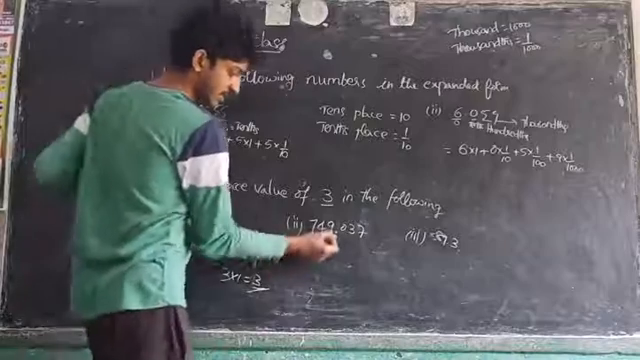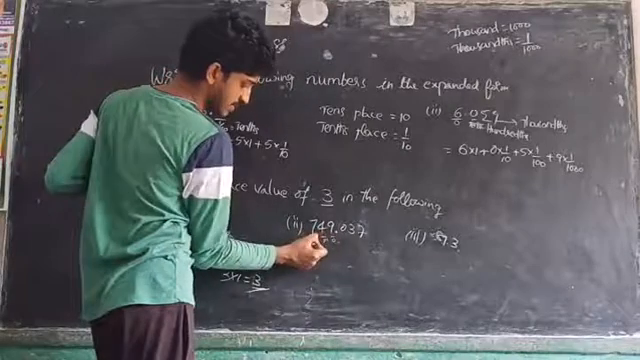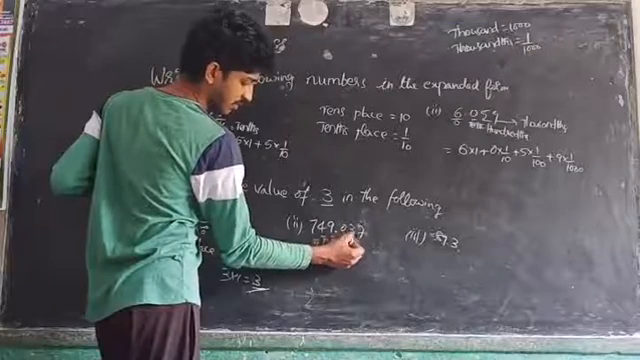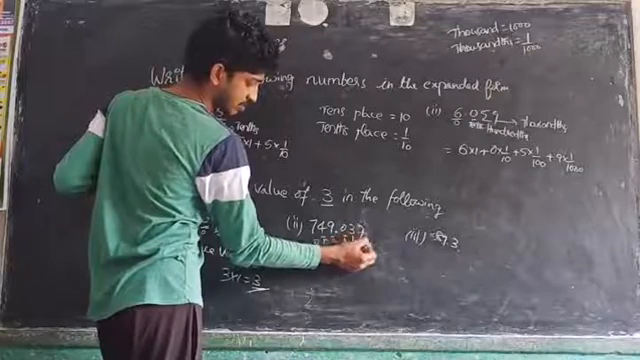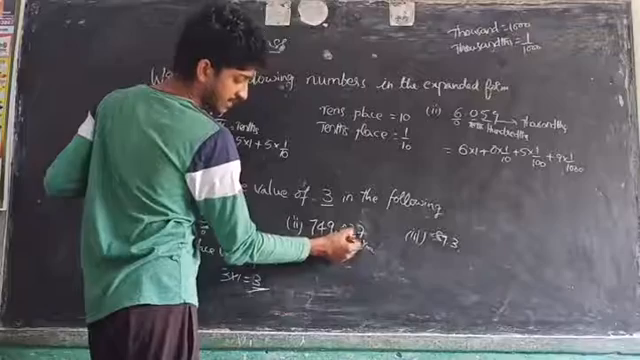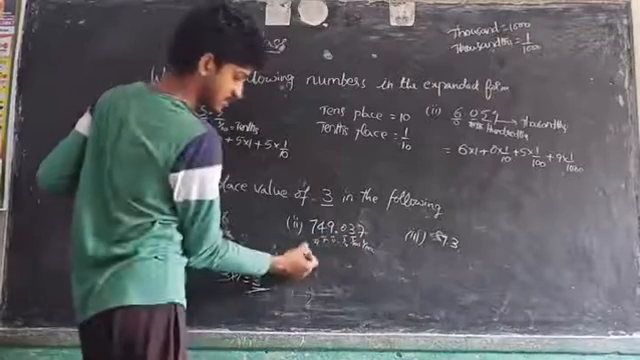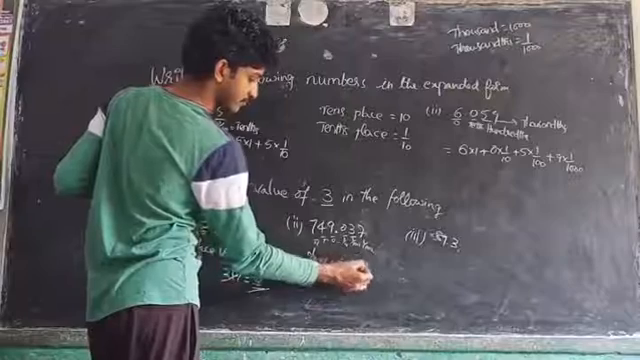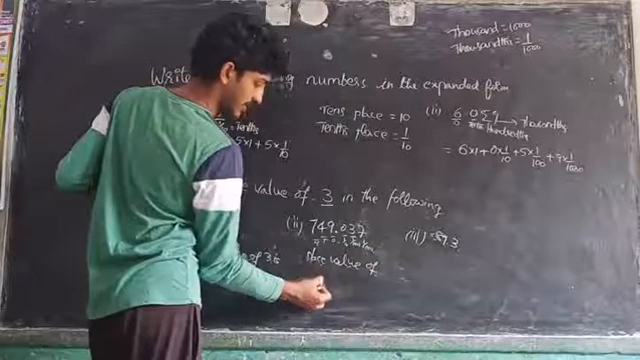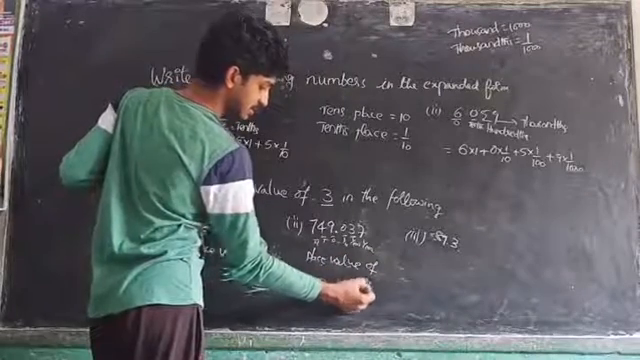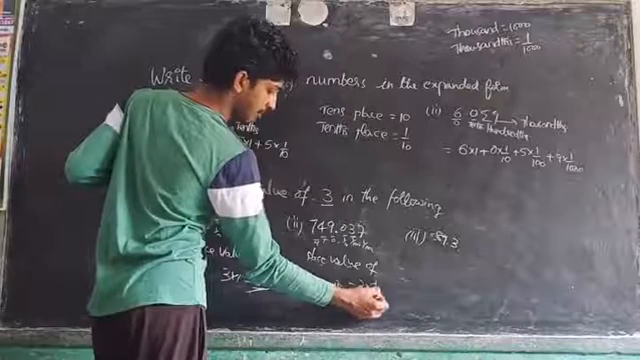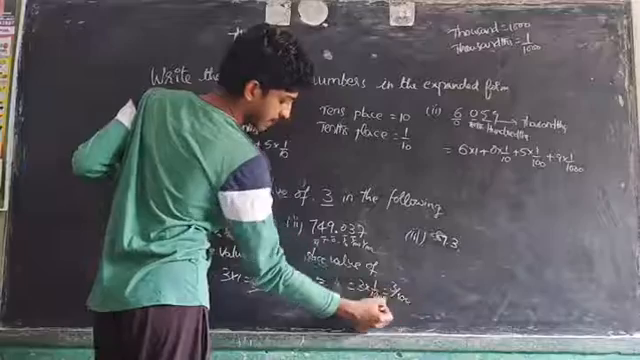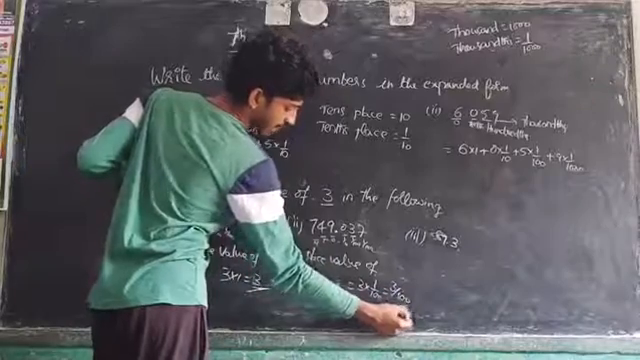So see here, it is 1's place, 10's place, 100's place, 1 by 10's place, 1 by 100's place and 1 by 1000's place. So 3 is in 1 by 100's place. Therefore the place value of 3 is 3 into 1 by 100, that is equal to 3 by 100. 3 by 100 means 0.03.